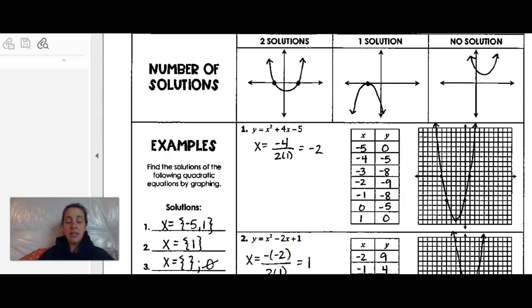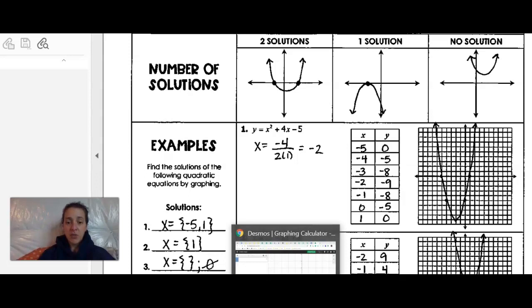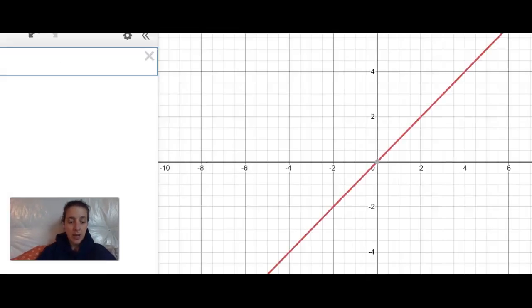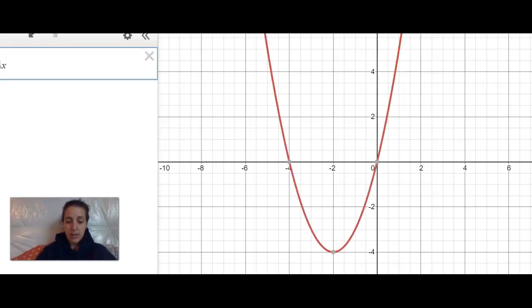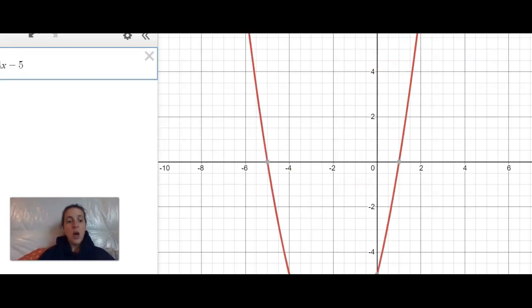Okay, so now that I've got Desmos open, x squared plus 4x minus 5. So I just type that in, x squared plus 4x minus 5. So on Desmos, you'll see that it's really cool that you get these two little gray dots and they show you exactly where those points are. So I see that my two intercepts or roots or zeros or solutions, pick a word, right?